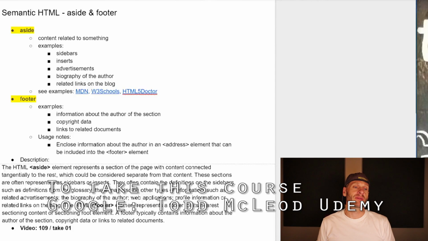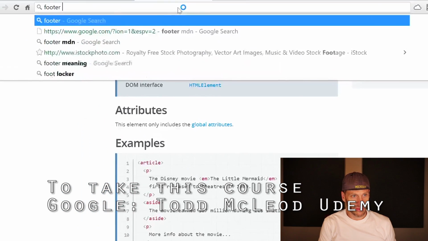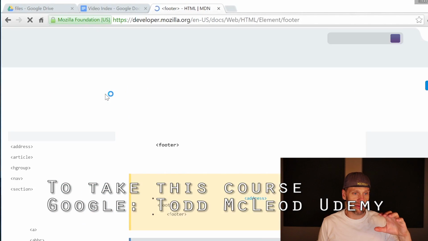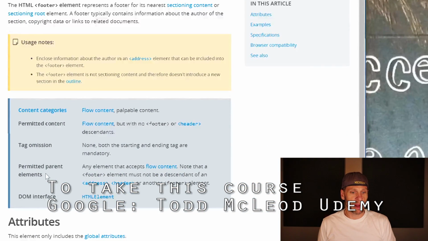All right, so footer. So here are the examples. Information about footer just goes in the footer. And where can we put it? Where can the footer, like what can its parent be? Like what can have a footer, which is the same thing as saying what can its parent be? Permitted parent, any element that accepts flow content. So anything that accepts flow content, because footer is a member of the content category, flow content. These are the two clubs it belongs to right here, right?